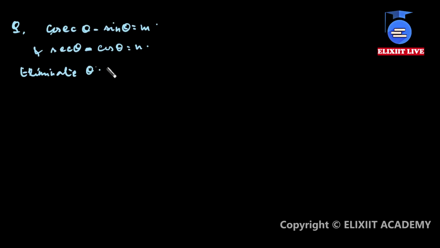Eliminate theta from these two expressions. Cosec theta minus sin theta is equal to m and sec theta minus cos theta is equal to n. From these two expressions, eliminate theta and tell me what you're getting in terms of m and n. Definitely you will get the answer in terms of m and n.